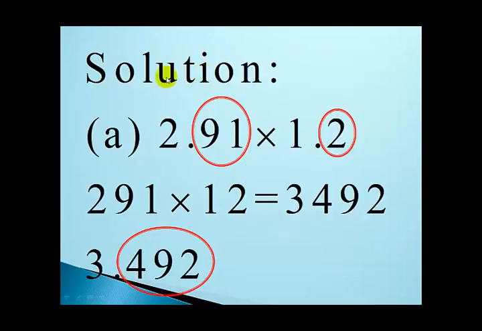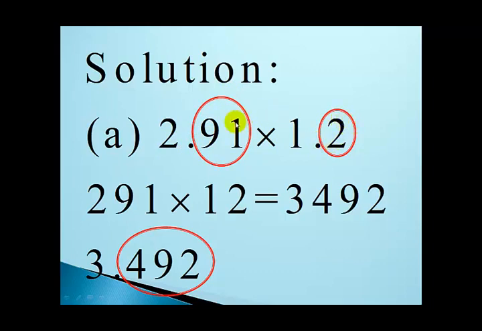Now with the example you are given, let's consider the first example. A. 2.91 times 1.2. Now when you are given decimals to multiply, take note of this. Your concentration should be the decimal places. Now with 2.91 we have 2 decimal places, and with 1.2 we have 1 decimal place. So in all you are going to have 3 decimal places.